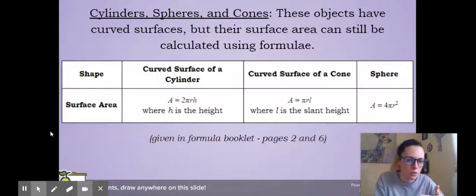While we probably all know the formula for the area of a triangle or for the area of a rectangle or square, curved surfaces are a little bit harder. So these are all given to you in the formula booklet as well. They are on pages 2 and 6.